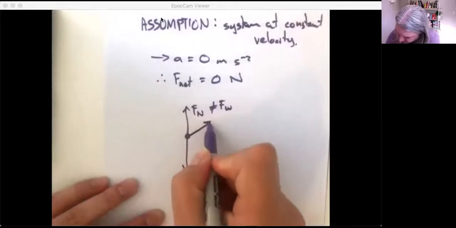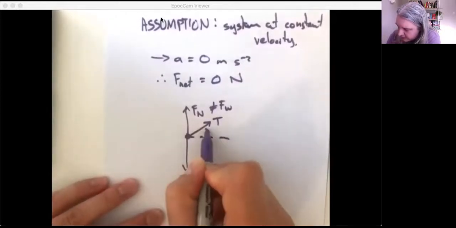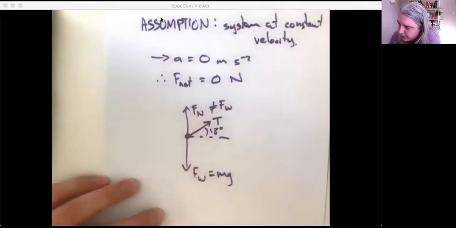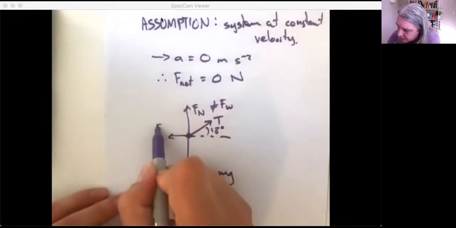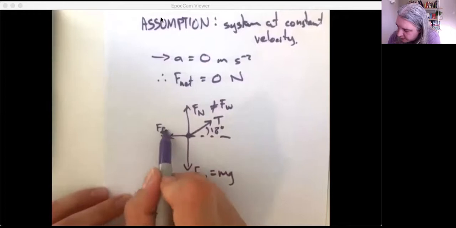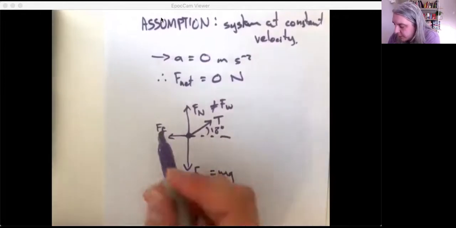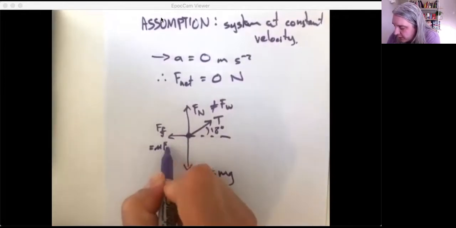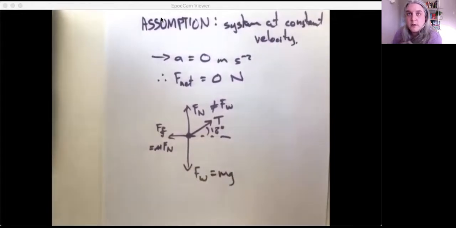We have a tension force that is at an angle of 18 degrees. And we have a friction force that is going to be equal to mu times Fn. Because the system is moving, that means it will be experiencing the maximum friction force. It's not going to have less because it's already moving. Remember that it's only ever less than maximum friction when the system is at rest and doesn't need all of the friction to prevent motion.